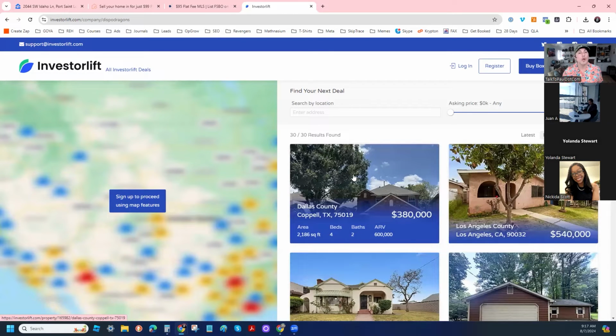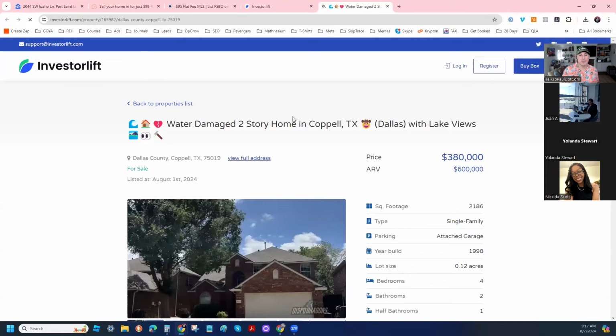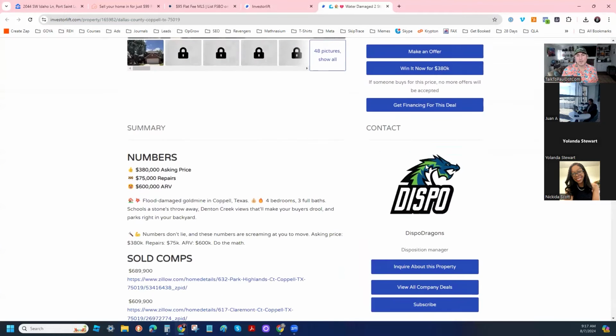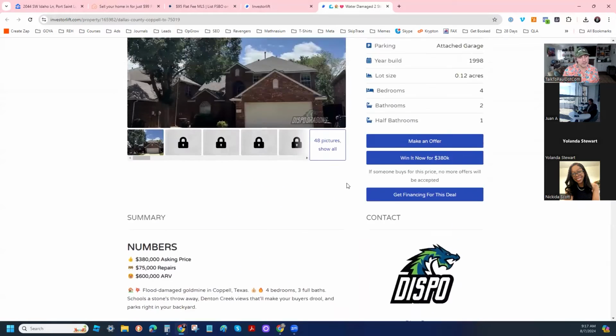On the low end to join Investorlift, it's $6,000. On the high end to join this website, it's $52,000 for the year, and that's annually to be able to put your properties on this site. So this is an example of one that we have right now. This is our team and our company deals. These are all of our deals that we have on there.